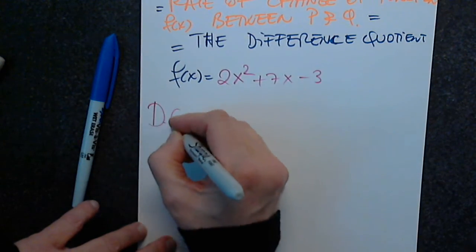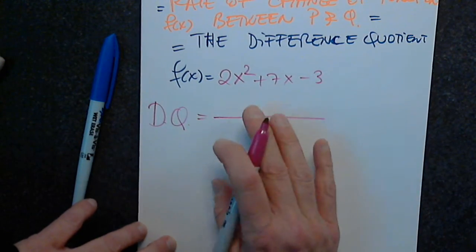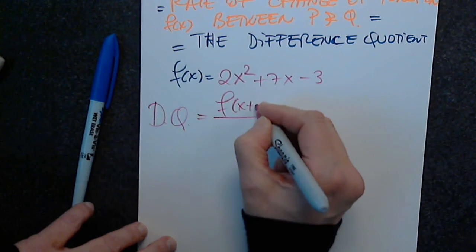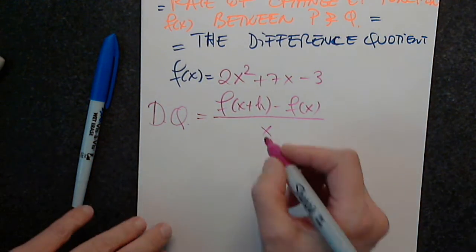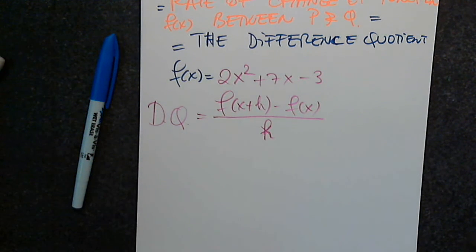So here's the difference quotient. This formula will be given, as I said: f of x plus h minus f of x, divided by x. I'm sorry, of course, divided by x plus h minus x, but we don't need to do that again. We already simplified it.